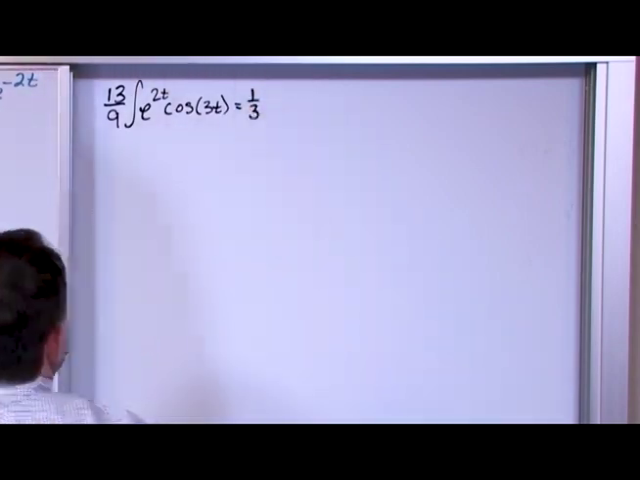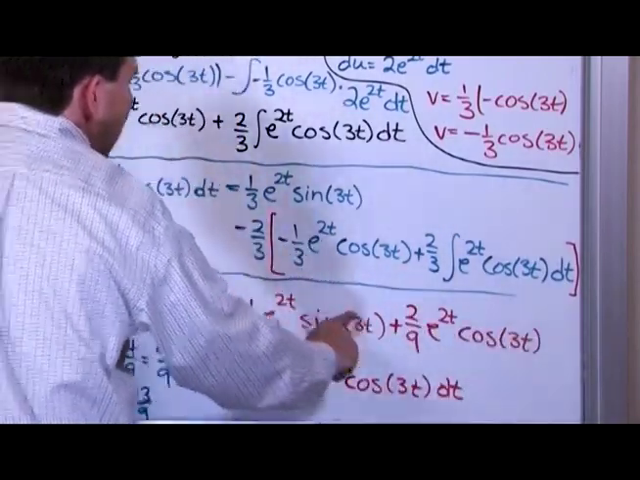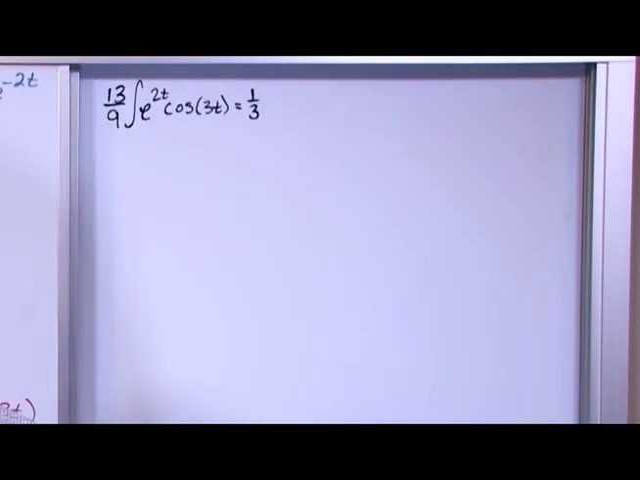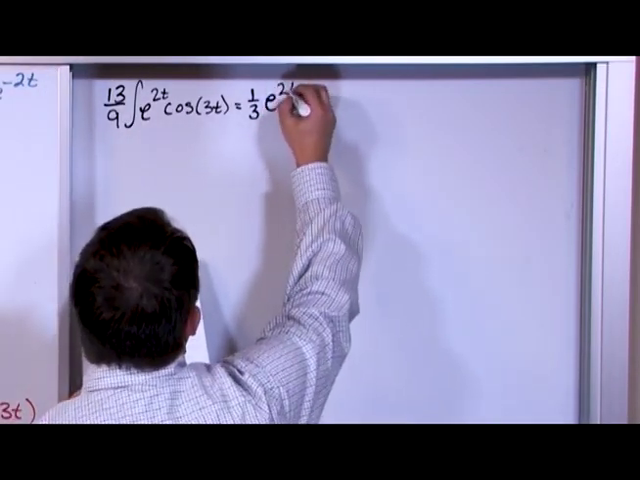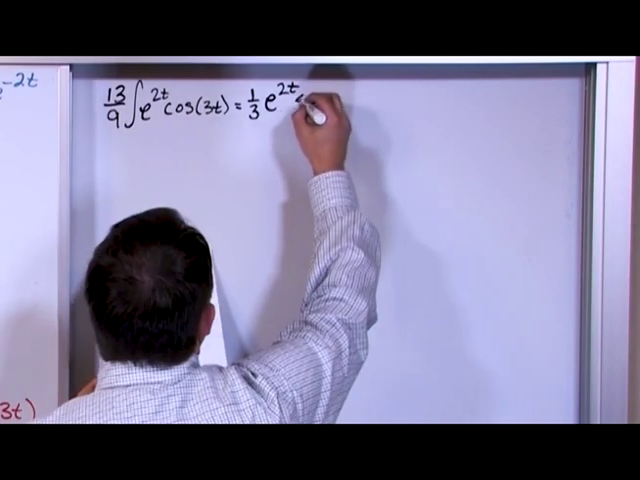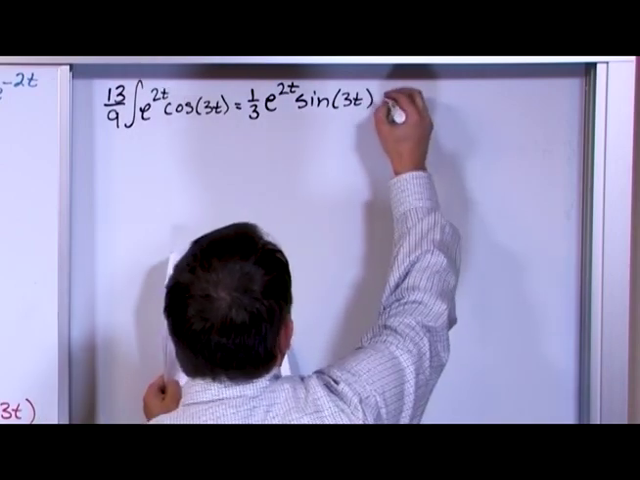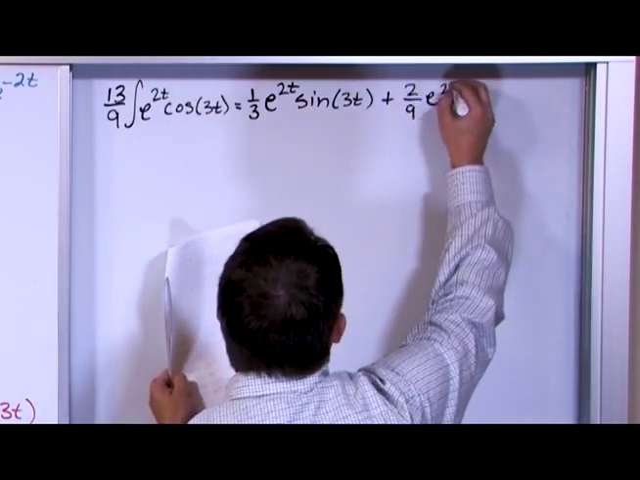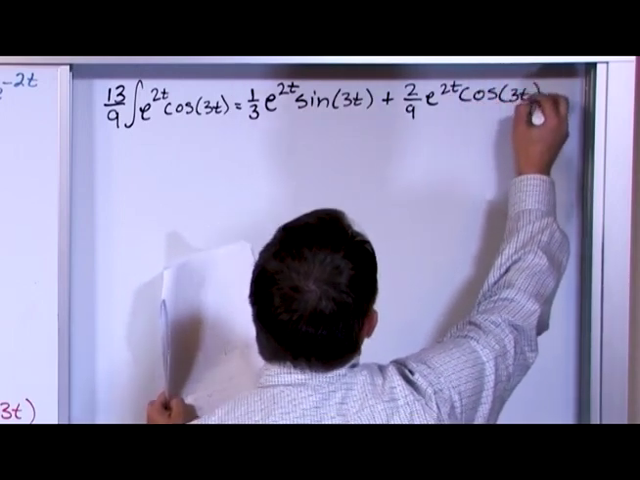1/3, and the only stuff on the right-hand side, this all stays the same. Nothing changes here. I'm just recopying it. This stuff is just joined and moved on to the other side. 13/9 times this guy, so I have 1/3 e to the 2t sine 3t plus 2/9 e to the 2t times cosine of 3t.